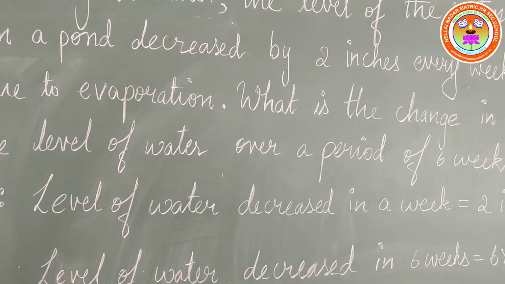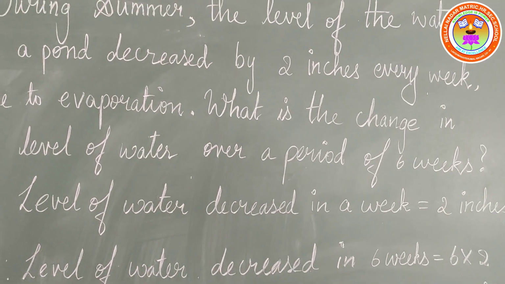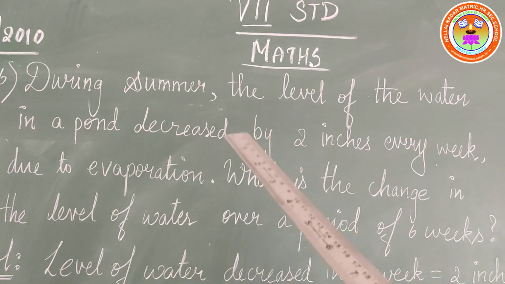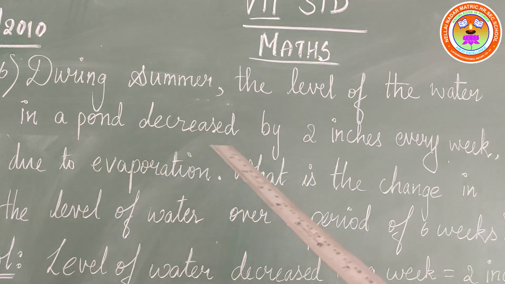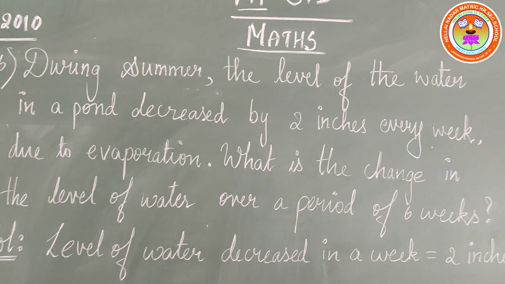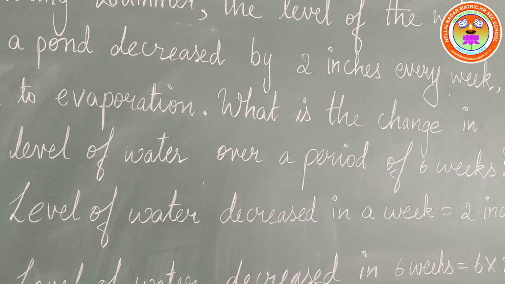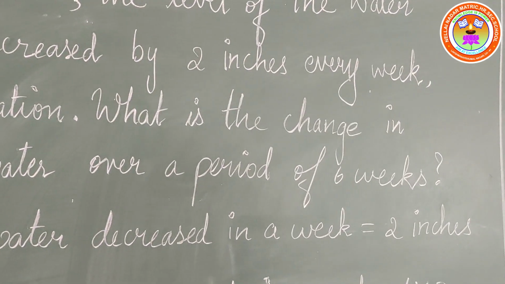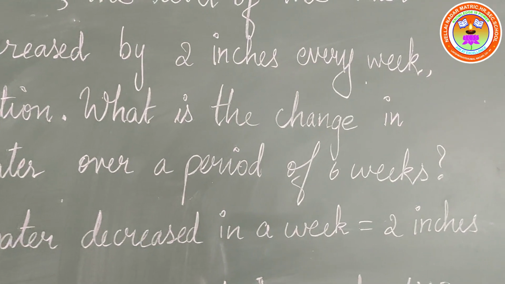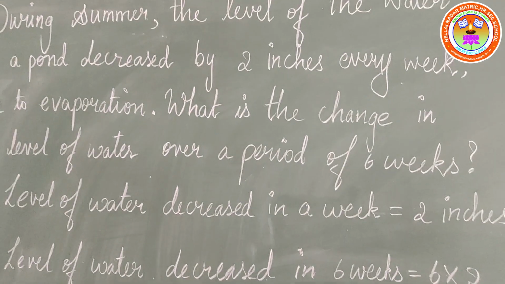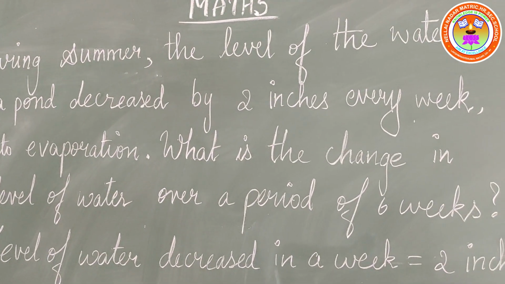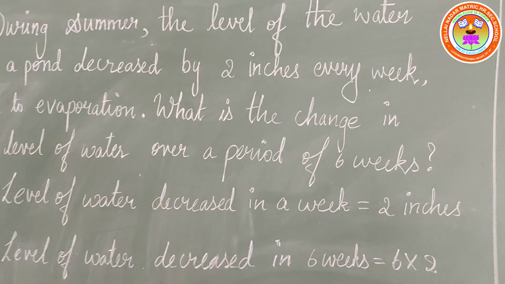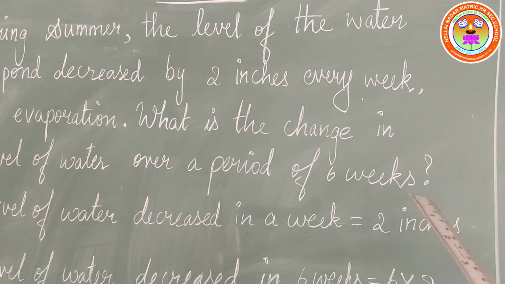Level of water decreased in a week. So for the first statement, what is it coming from? From the question it is, in a pond decreased by 2 inches every week. So we'll start with level of water decreased in a week, that is 2 inches. Next, it is said that we have to find the level of water. What is the change in the level of water over a period of 6 weeks?